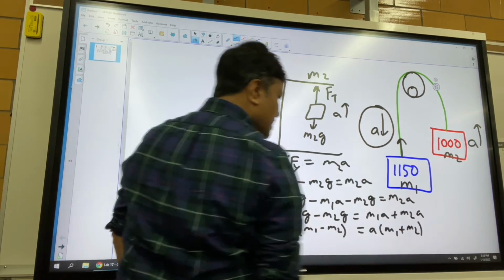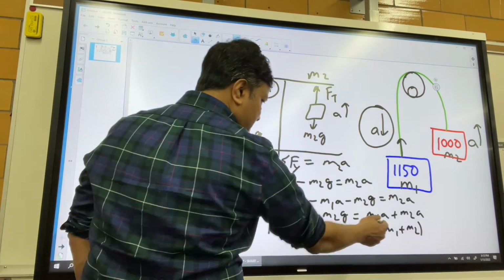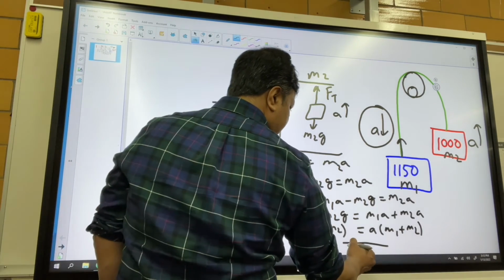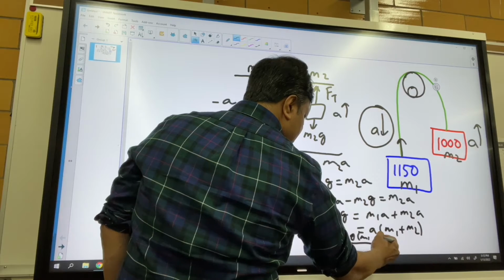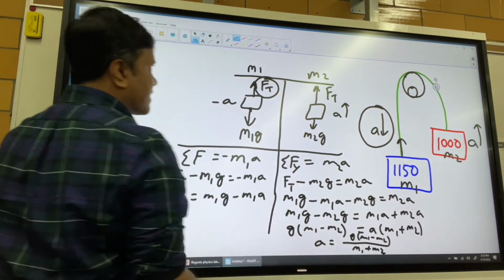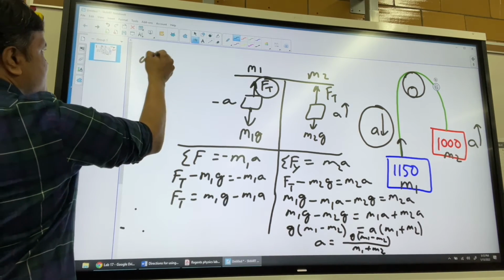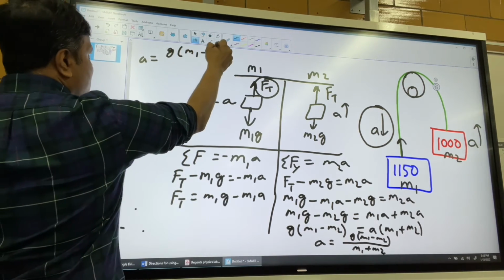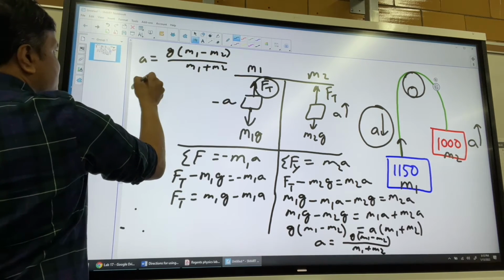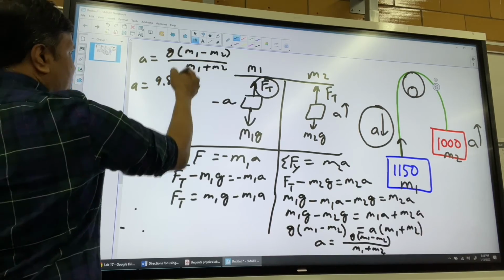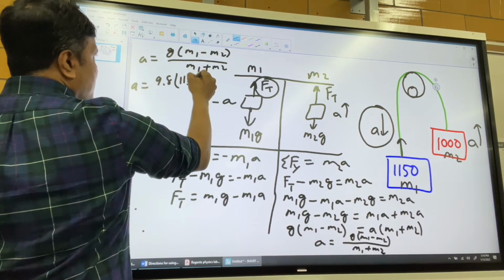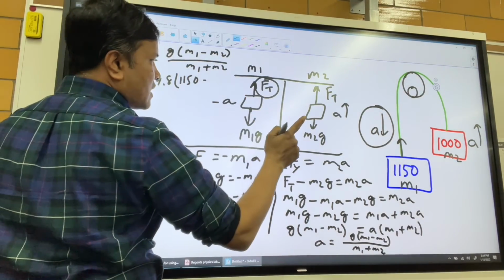And this is the equation for the elevator. What does that mean? a is equal to g times m1 minus m2 over m1 plus m2. All right, I'm going to write it down over here. Acceleration is g times m1 minus m2 over m1 plus m2. So acceleration, g is 9.8, m1 is 1150 minus m2 is 1000.